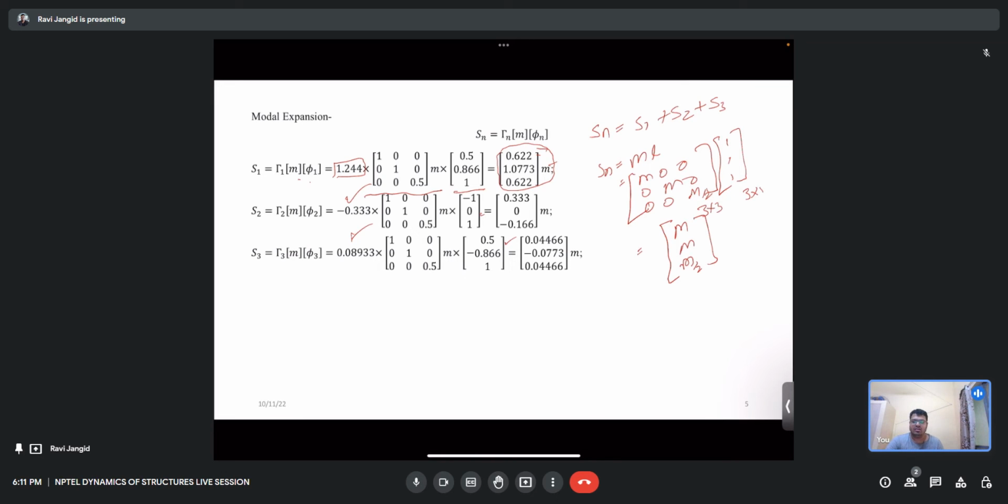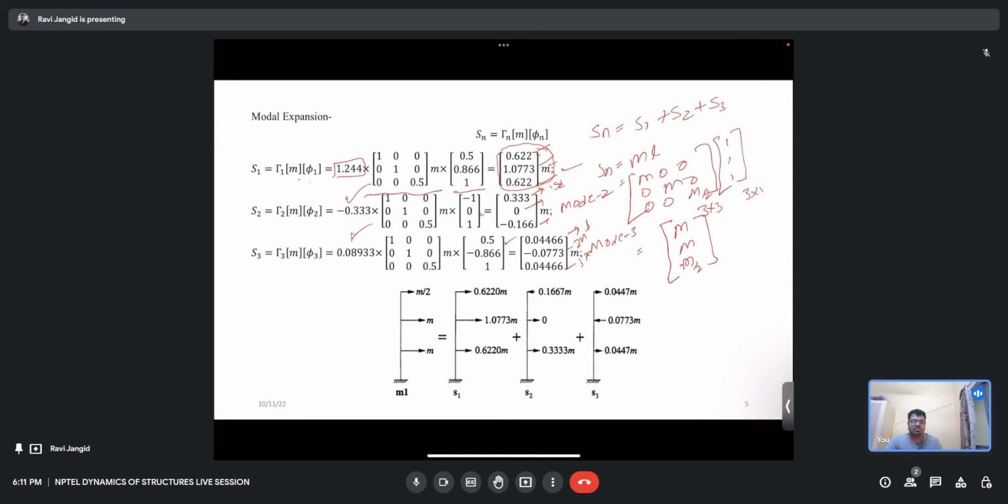If we define it on the degrees of freedom like this, modal expansion for the first mode shape, corresponding to first degree of freedom, second degree of freedom, third degree of freedom. Same for mode 2, this is for the first degree of freedom, second, third. Same for mode 3, first degree of freedom, second, third.